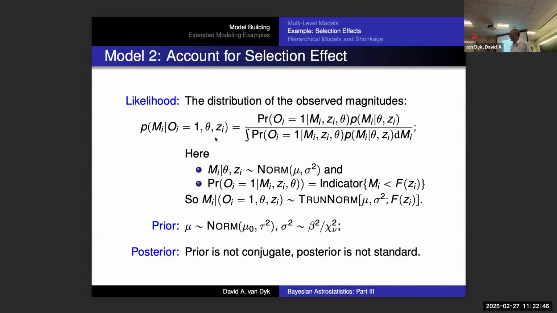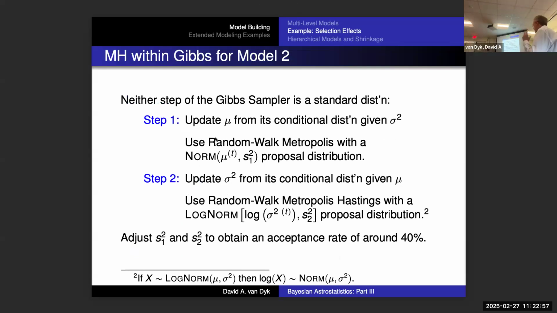Now I'm going to use the same prior distribution. Now, because I no longer have a normal distribution, things are not conjugate. I can still kind of use a Gibbs sampler like I was doing if I ignore selection effects.